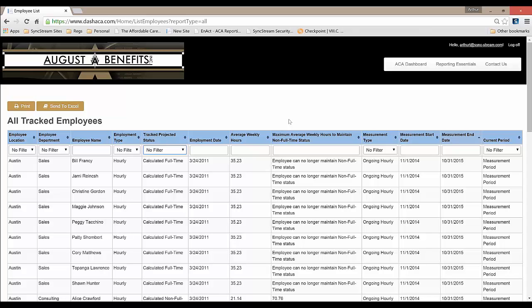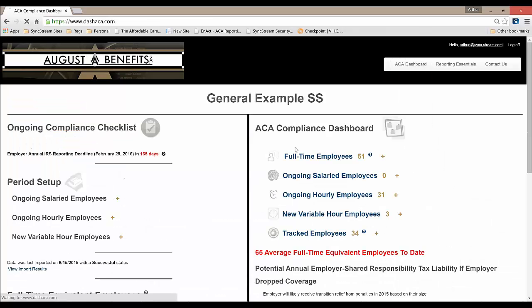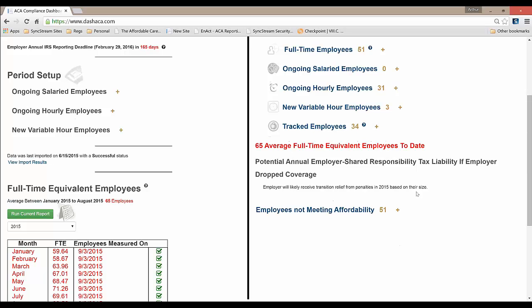The system also tracks affordability. Affordability is an actual legal standard under the law, which is very complex and confusing to a lot of employers, and especially their employees. In the past, if you asked an employee, is coverage affordable, it's always going to be a subjective answer based on what they think is affordable. Here, the system captures what the law states about affordability and determines whether or not coverage being offered to an employee is affordable.